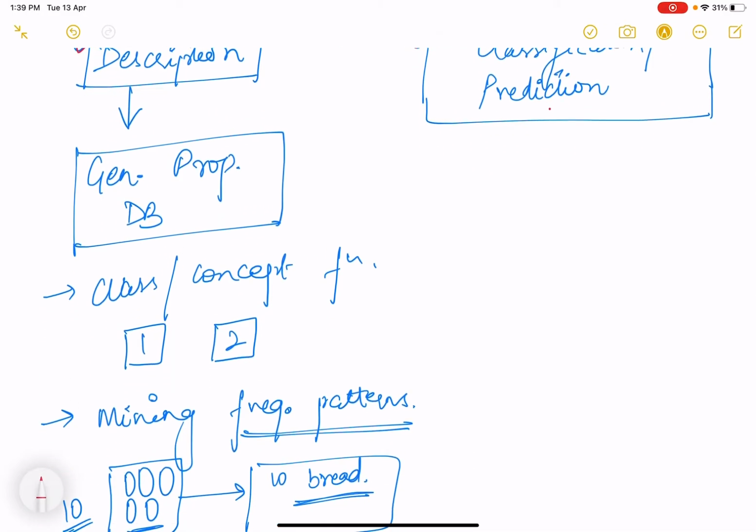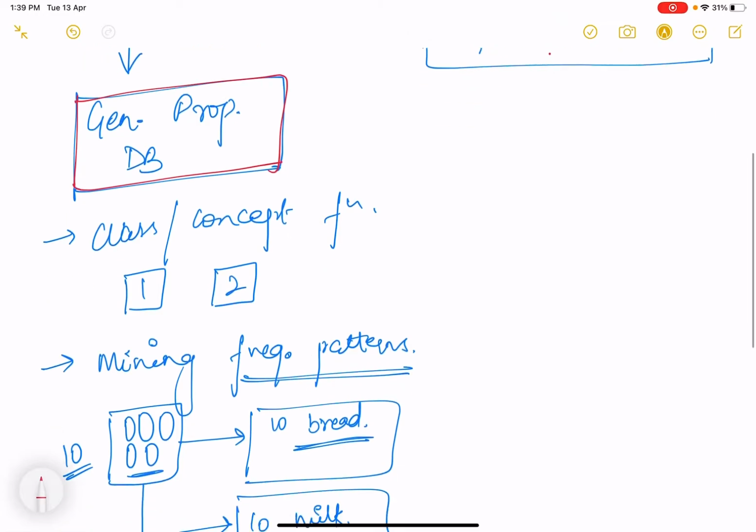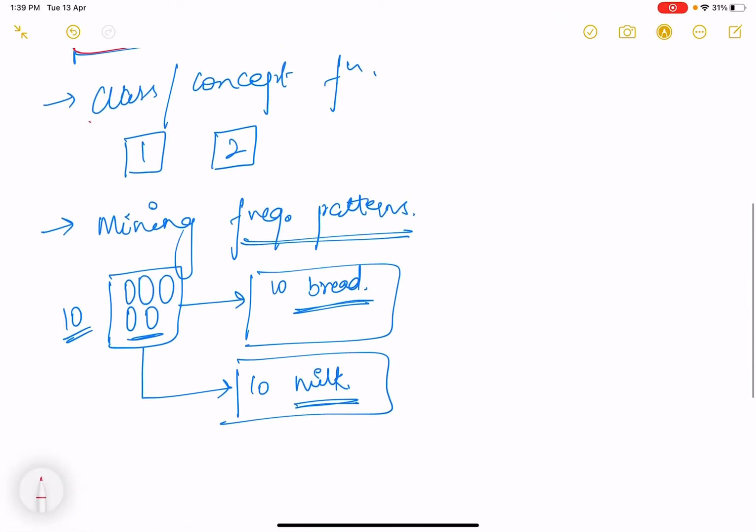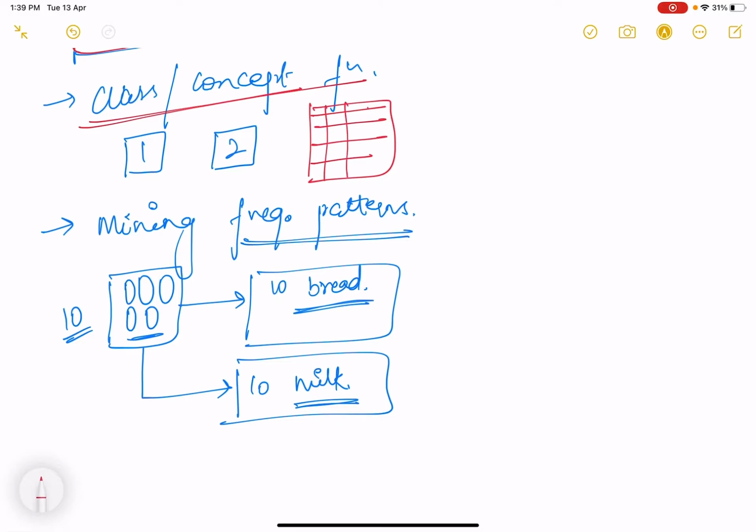When we talk about description functions, general properties of databases are considered. For example, there is class or concept function. Now we have a data set in which it is mentioned which row or instance is of which class. So if this row belongs to class 1, this row belongs to class 2, it is being mentioned in the data set itself. Another point is mining frequent patterns.